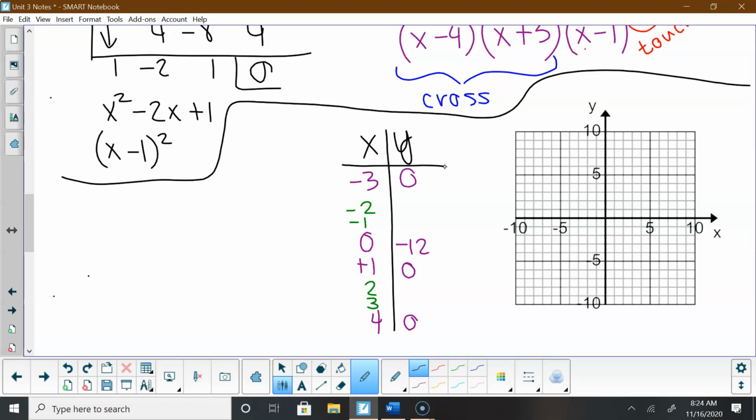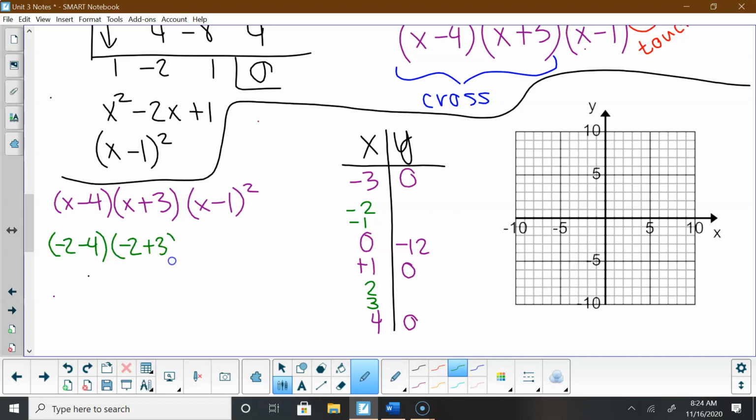You want to see it easy way? Look at your factored form. Okay, factored form is x minus 4, x plus 3, x minus 1, quantity squared. You can plug in to the factored form for the exact same polynomial. So, if I go to plug in -2, I've got -2 minus 4, -2 plus 3, -2 minus 1, quantity squared.